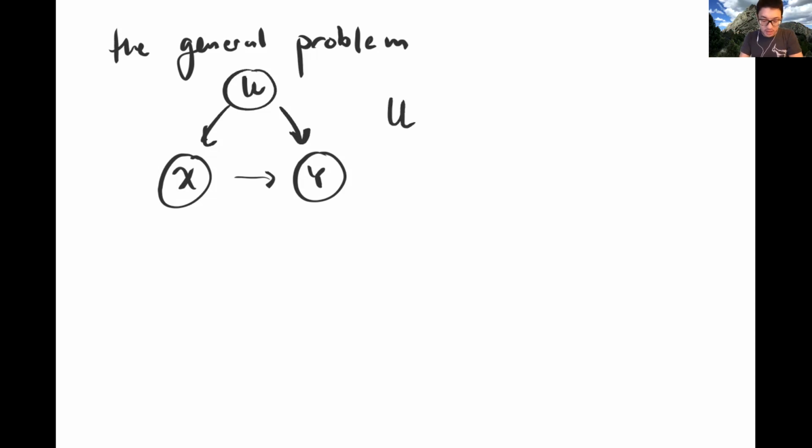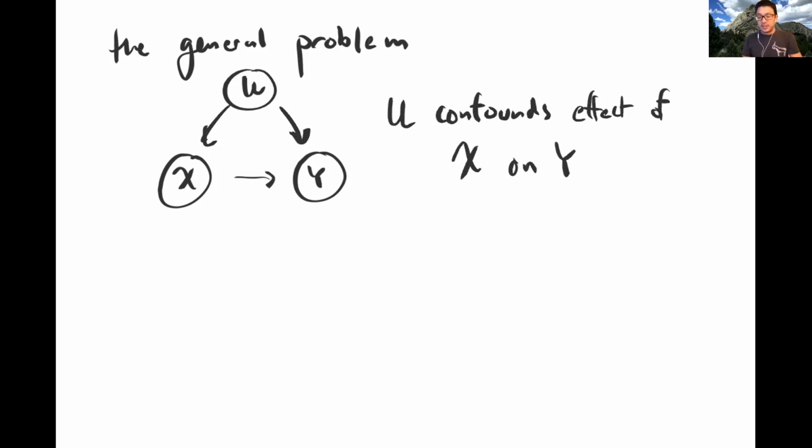So u confounds the effect of x on y. So the case before that we had was our x is brushing your teeth and our y is heart disease, and then the u would be something like the general health consciousness of the individual.